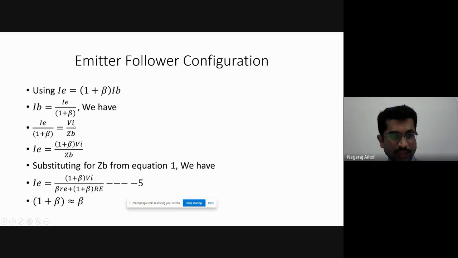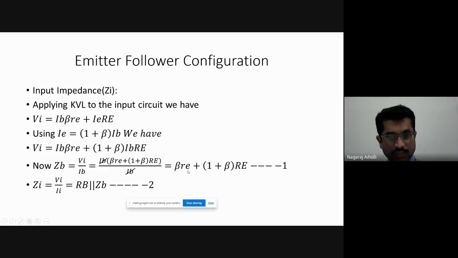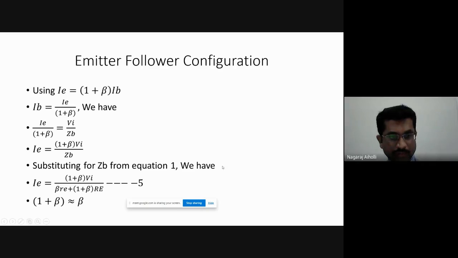IE divided by 1 plus beta is equal to Vi by ZB, or IE is equal to 1 plus beta into Vi divided by ZB. Now substitute for ZB from the main equation 1, that is beta small re plus 1 plus beta into capital RE. So if you substitute, we get IE equal to 1 plus beta into Vi divided by beta small re plus 1 plus beta into capital RE.